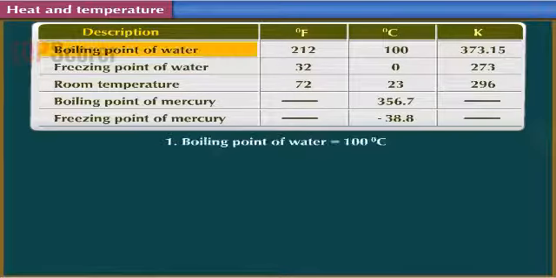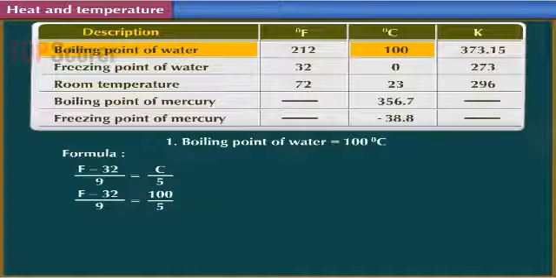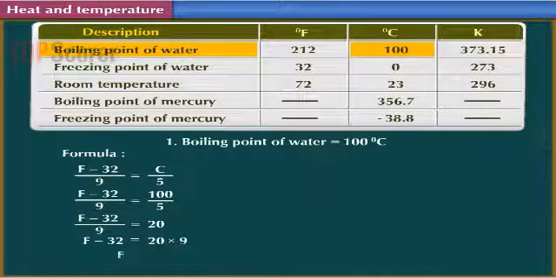We know that the boiling point of water is 100 degrees Celsius. Let us convert it into degree Fahrenheit using the formula (F minus 32) upon 9 is equal to C upon 5. Thus, (F minus 32) upon 9 is equal to 100 upon 5. Therefore, (F minus 32) upon 9 is equal to 20. Therefore, F is equal to 180 plus 32. Therefore, F is equal to 212 degree Fahrenheit.